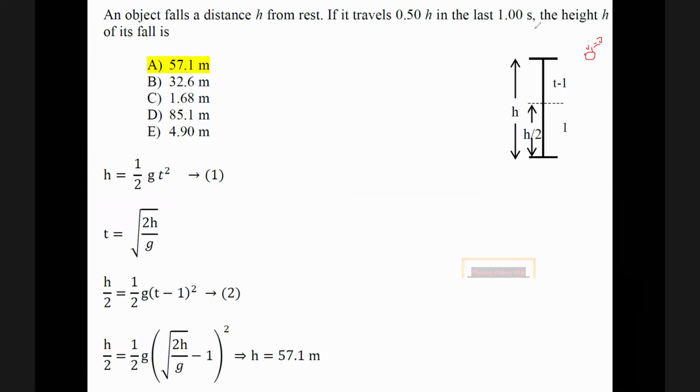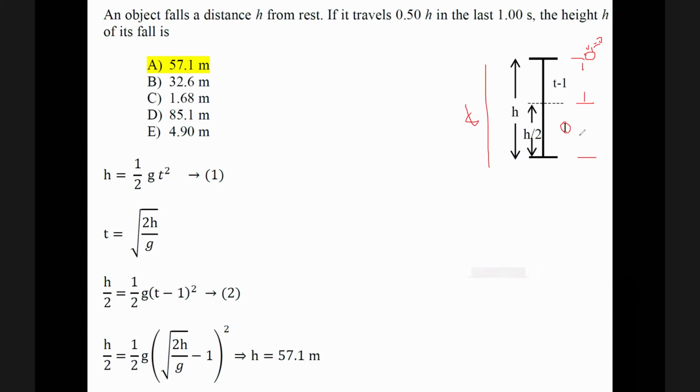An object falls a distance h from rest. Here v initial equals 0 and the whole height is h. If it travels half of the distance in the last 1 second, so from here to here it took 1 second to travel. What should be the time taken from here to here? If the whole trip is t, here is t minus 1 and here is 1. If I add t minus 1 to 1, it will be t.